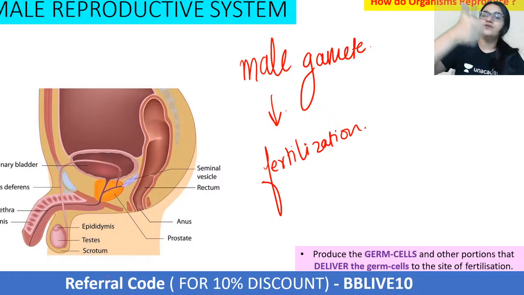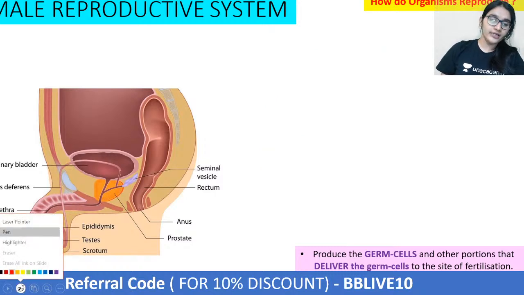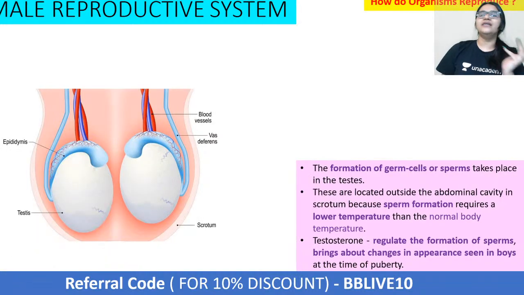Okay, so it produces the germ cell. Produce करता है क्या? Sperms produce करता है. क्यों produce करता है? Because it has to be delivered जहाँ पे fertilization होने वाला है, right? That is the main function. Now, where does that production happen? ठीक है? So we have a scrotal sac. The scrotal sac is present outside the body.